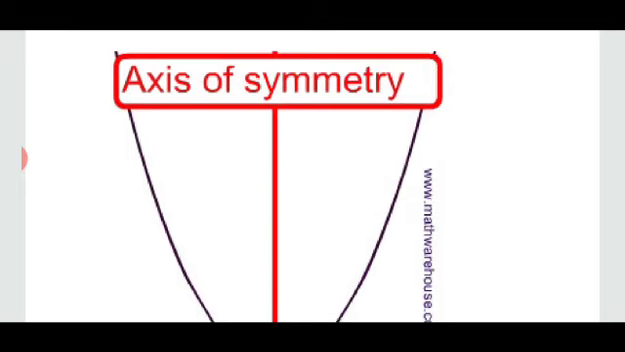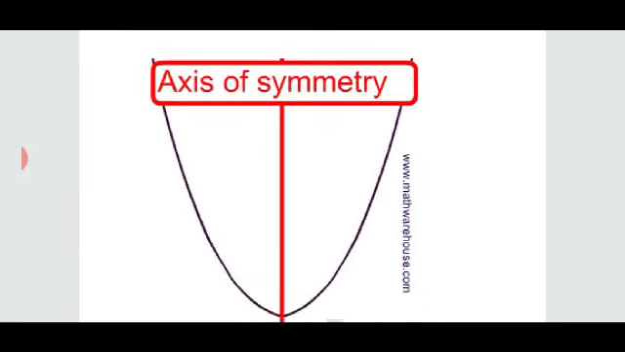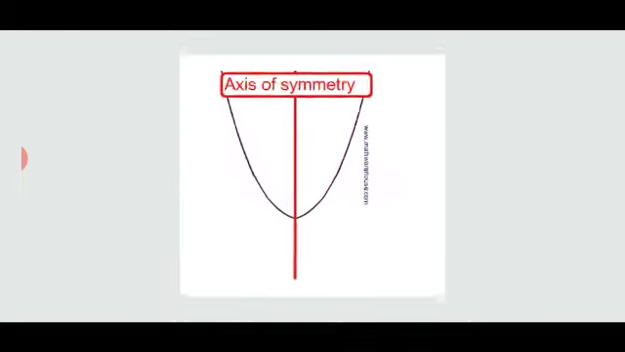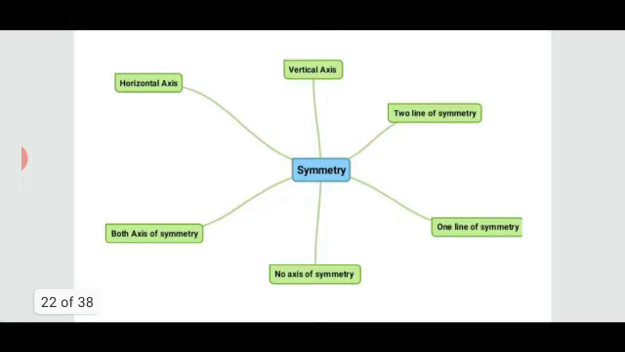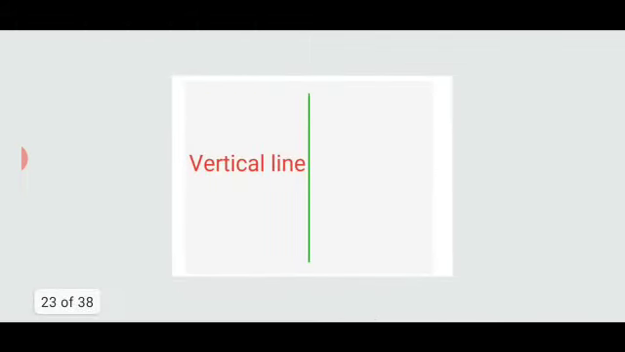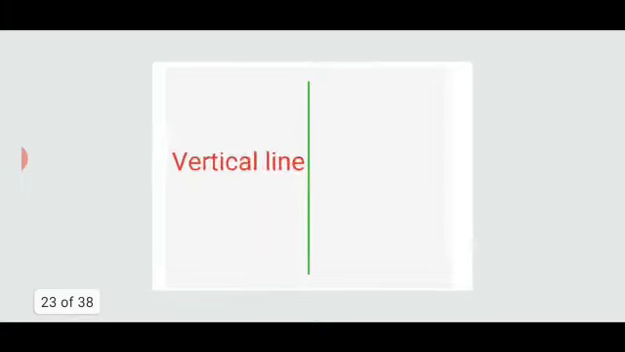I repeat, the line which divides a shape or figure into two equal halves, two identical halves, is called the axis of symmetry. Here we will talk about vertical axis of symmetry, horizontal axis of symmetry, both axes of symmetry, and no axis of symmetry. What is the name of this line? Yes, this is the vertical line. What about this? This is known as horizontal line.